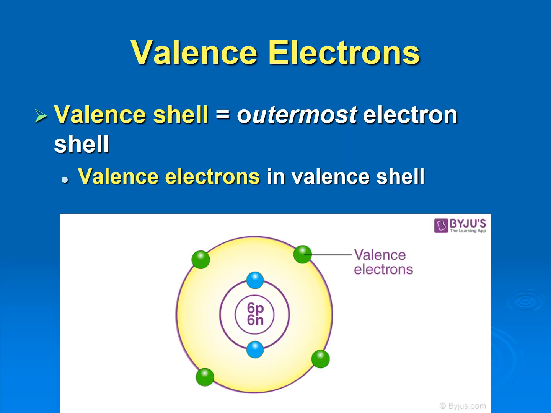Okay, the outermost electron shell is called the valence shell. So in this picture here, here's our nucleus, and then here's our first electron shell, and then here's our second electron shell. So this outermost electron shell would be called our valence shell. And the electrons that are in the valence shell are called the valence electrons.